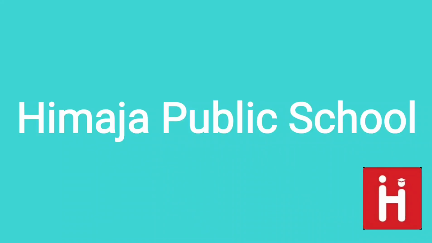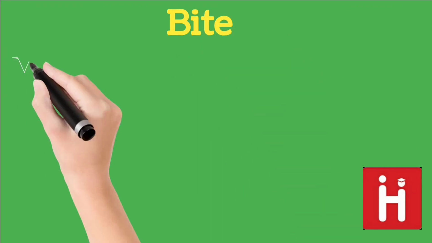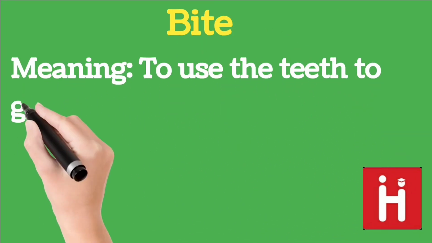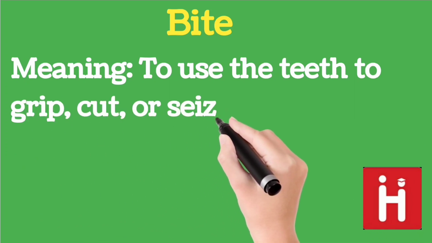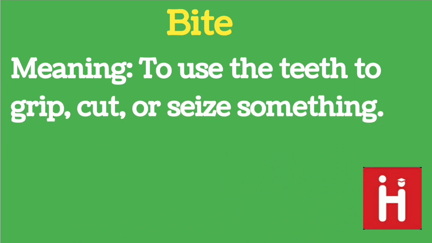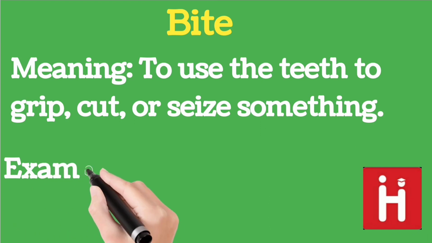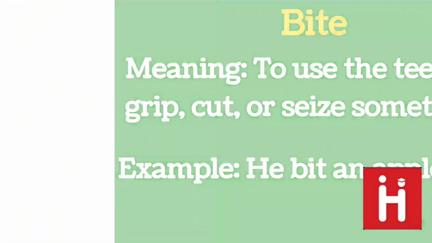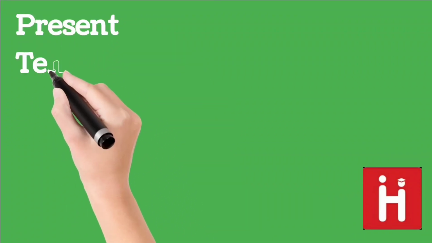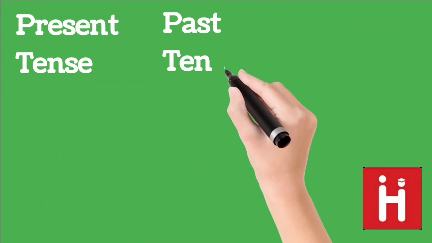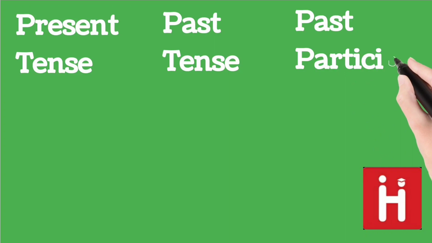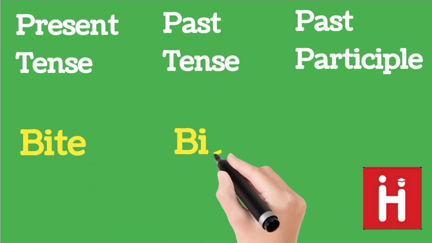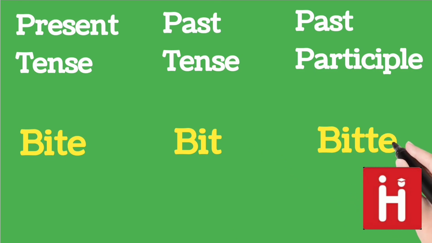Now we see the verb bite, meaning to use the teeth to grip, cut, or seize something. Example, he bit an apple. The three forms of the verb bite are bite, bit, bitten.